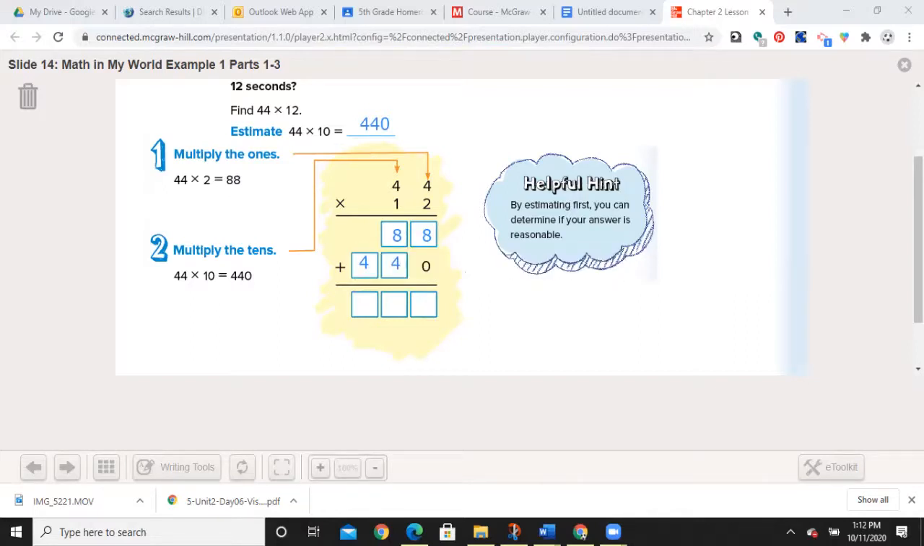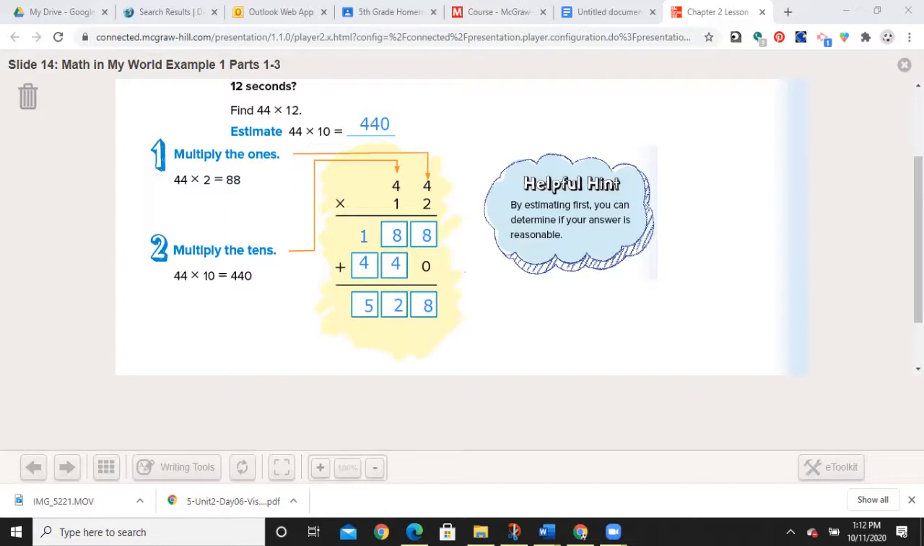Now I add. Easy problem here. 8 plus 4 is 12. I put a 2. I will regroup the 1. 1 plus 4 is 5. I get an answer, or product, of 528.